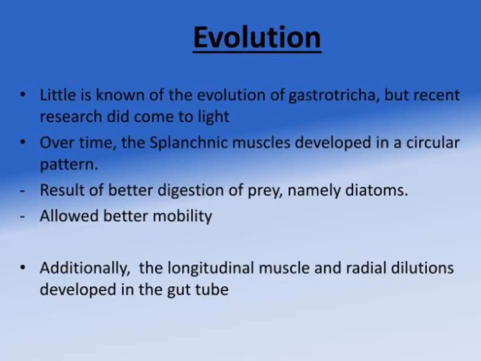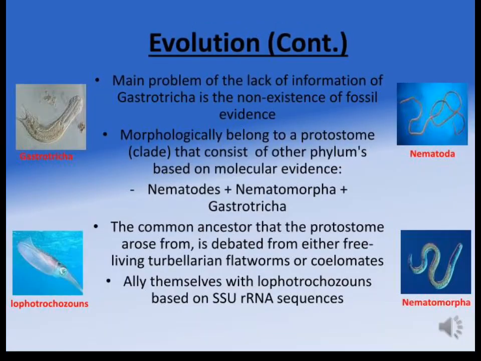Evolution of gastrotricha: little is known of the evolution of gastrotricha, but recent research did come to light. Over time, these pharyngeal muscles developed in a cellular pattern, and it resulted in better digestion of prey, namely diatoms, and it allowed better mobility. Additionally, the longitudinal muscle and radial dilutions developed in the gut tube.